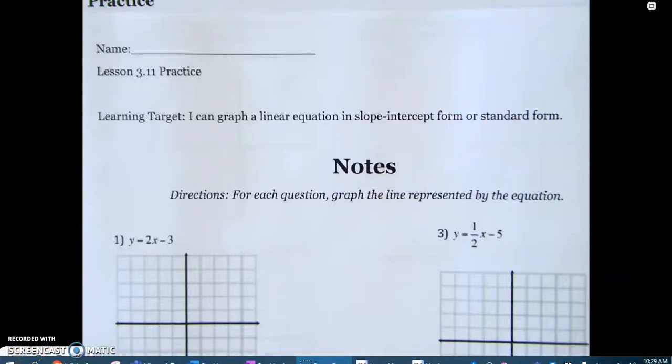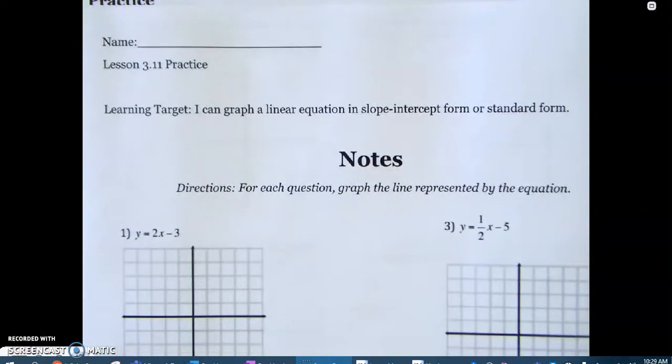Okay, so we are doing lesson 3.11, and the learning target today is I can graph a linear equation in slope-intercept form or in standard form. And the directions say for each question, graph the line represented by the equation. So we're going to really look at graphing this week.